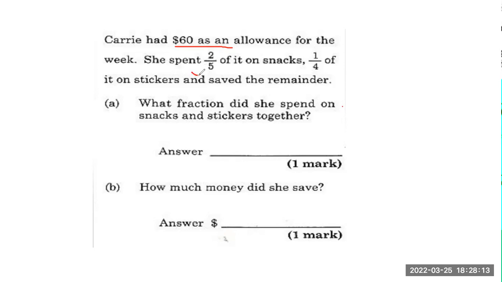First piece of information is she spent 2/5 of it on snacks, 1/4 of it on stickers. Right? So 2/5 on snacks, 1/4 of it on stickers. Note carefully, the quarter does not say quarter of the remainder. It says quarter of it on stickers. So it refers to the total of 60. The question asks, what fraction did she spend on snacks and stickers all together? Right, so let's work this part out.